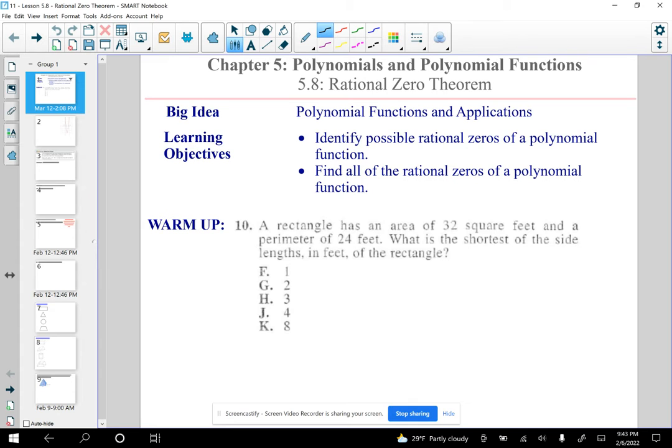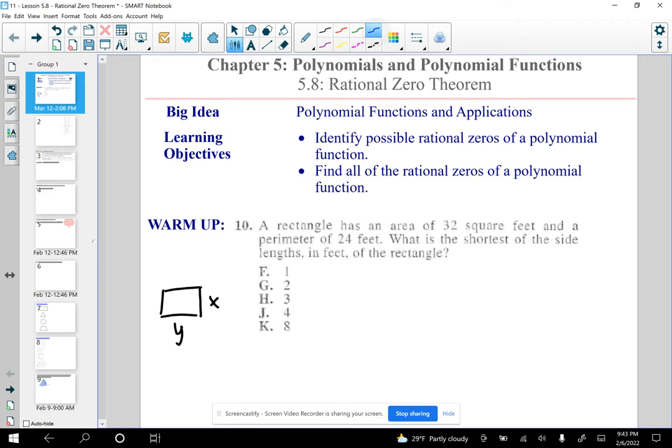Time's up. That goes by fast, doesn't it? You can draw a picture here if you want to. It's not super helpful, but we know it has an area of 32 square feet and a perimeter of 24 feet. You could definitely guess and check too until you found an answer here. That would be a problem solving strategy, but I'm just going to call the width of this x and the length is y. So here's what we know.